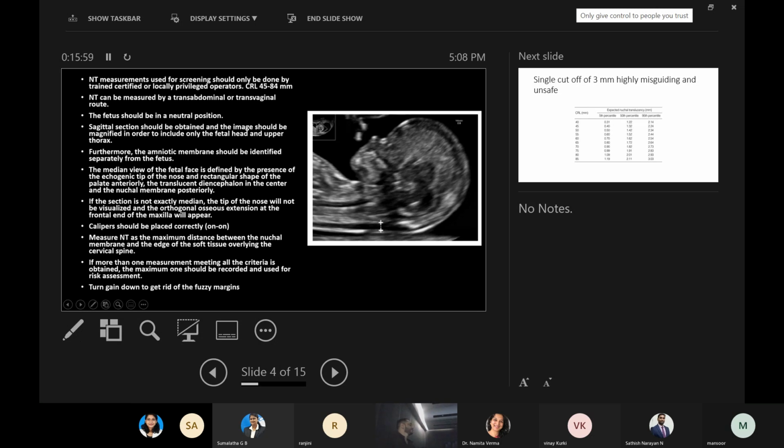We are taking care so much because even 0.1 millimeter of difference in NT will make a lot of difference in the combined test risk assessment. It's not 1 mm, even 0.1 mm will make a lot of difference. So if more than one measurement meeting the criteria is obtained, then the one with the maximum measurement should be taken into account.